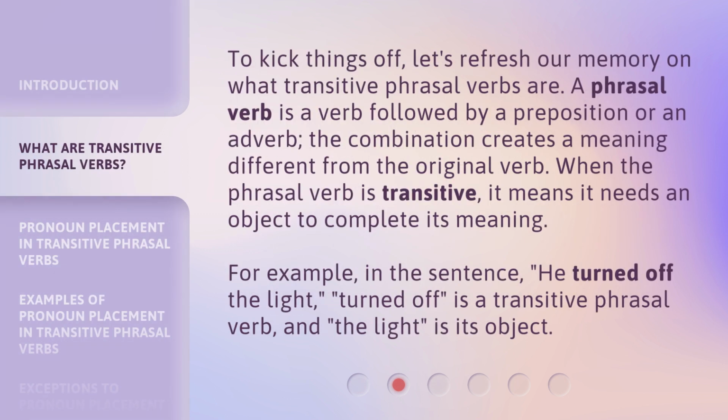To kick things off, let's refresh our memory on what transitive phrasal verbs are. A phrasal verb is a verb followed by a preposition or an adverb. The combination creates a meaning different from the original verb. When the phrasal verb is transitive, it means it needs an object to complete its meaning. For example, in the sentence, "he turned off the light," "turned off" is a transitive phrasal verb, and "the light" is its object.